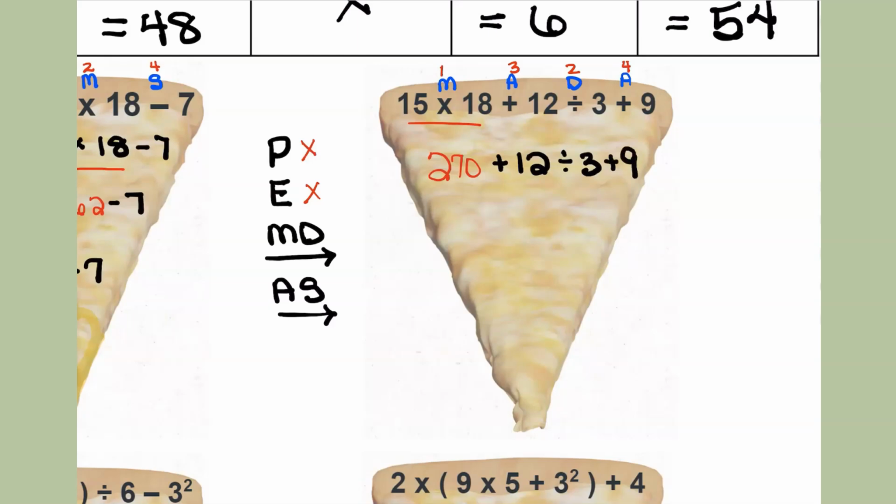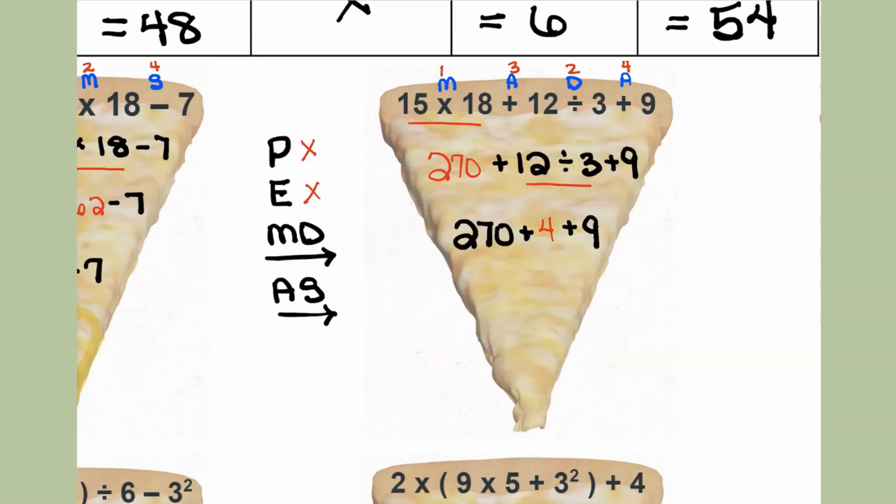Our second step is to do the division portion. So the division portion is 12 divided by 3. That means we'll bring everything else down. 270 plus 4. And let me change that color so that we understand where that 12 divided by 3 comes from. Change that to a red 4. And then we just bring that 9 simply down.